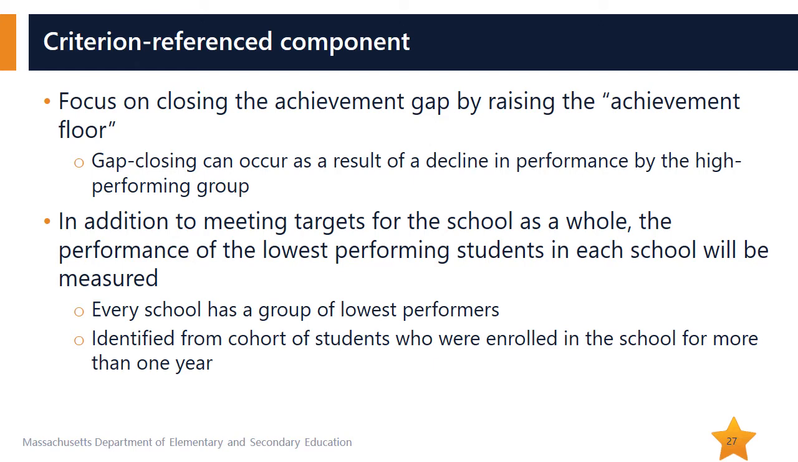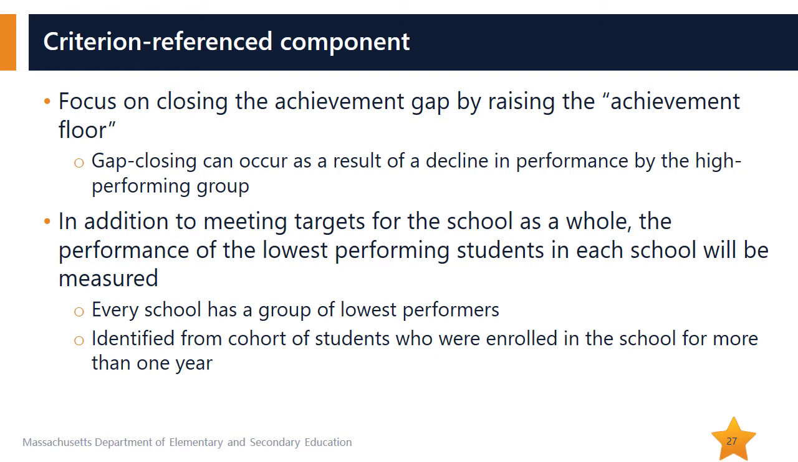Measuring gap closing can be challenging for a couple of reasons. As one example, there need to be 2 distinct groups to compare. In order to measure gap closing between high needs and non-high needs students, you must have both groups. However, in some schools, there are no high needs students. In other schools, there are no non-high needs students. In another example, we have seen gap closing occur when the performance of the higher performing group declines.